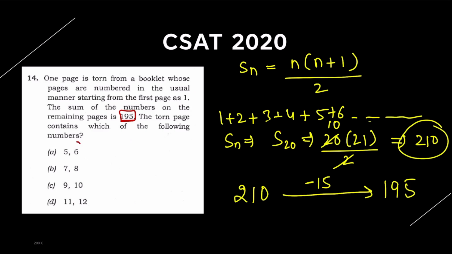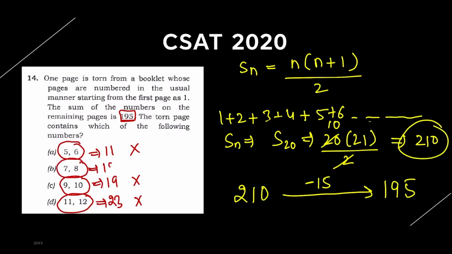And now see the options. 6 plus 5 is 11, not our answer. 9 plus 10 is 19, not our answer. 11 plus 12 is 23, again not our answer. 8 plus 7 is 15, and that is the answer. So if it had been the original book with all the pages, the sum is 210. Two numbers are gone, 7 and 8, which means 15 is gone out of the total sum. You are left with only 195, right? I hope this question is clear.